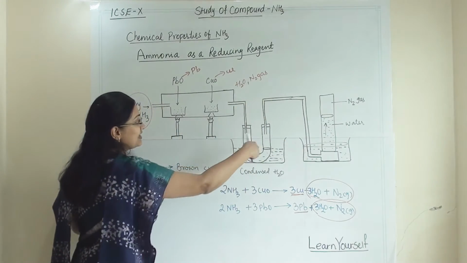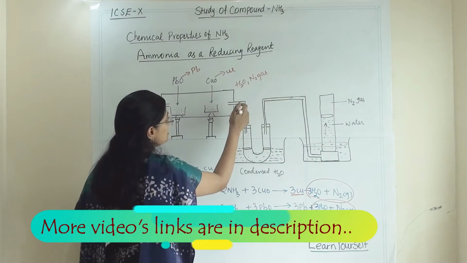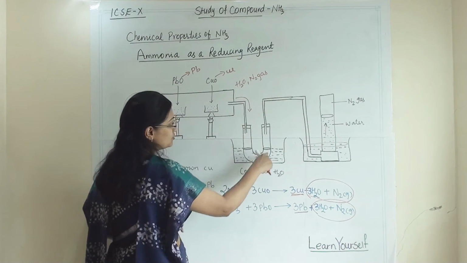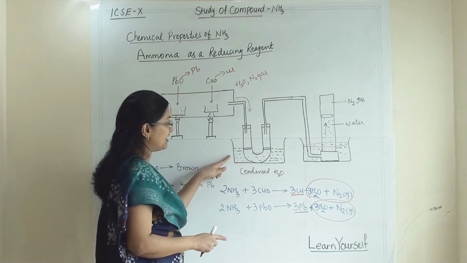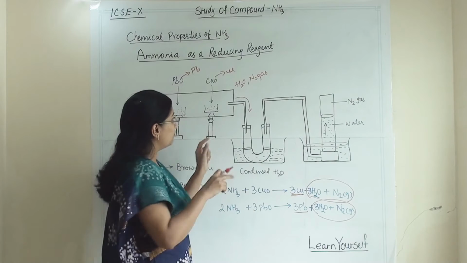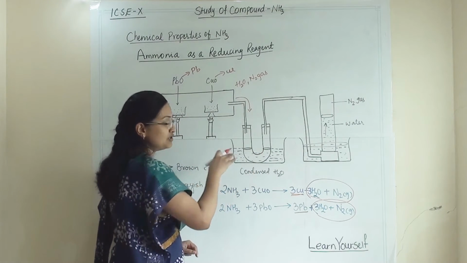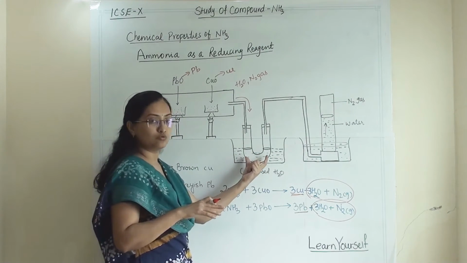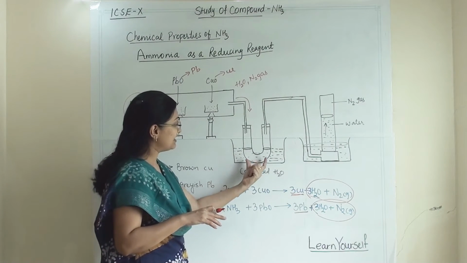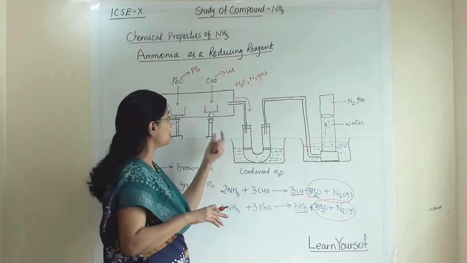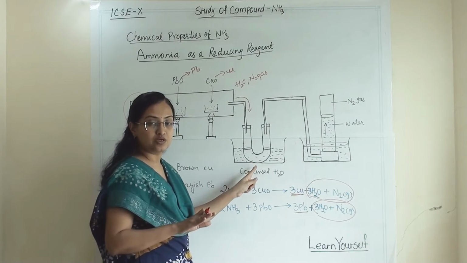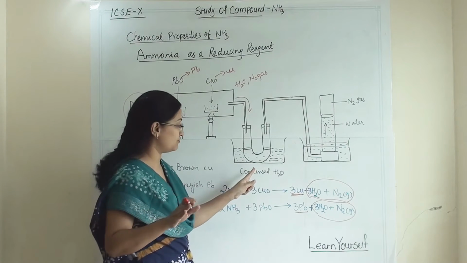How we are collecting these two: from this pipe the water and nitrogen gas will go to this U-shaped tube. This U-shaped tube I have dipped into a water bath. Whatever water vapor comes here will cool down by touching the cool surface of the U-tube. So this U-shaped tube will contain condensed water, because the water vapor cools down and we get liquid water.